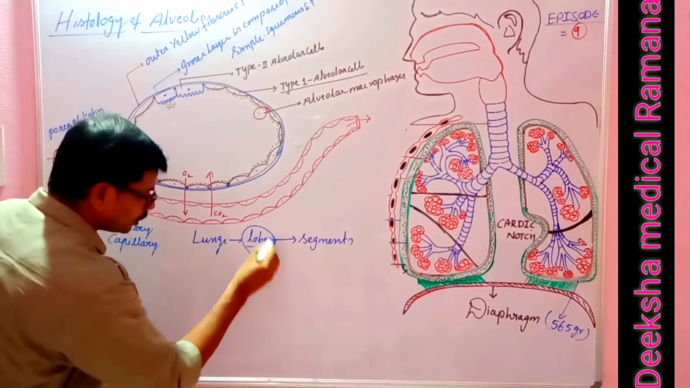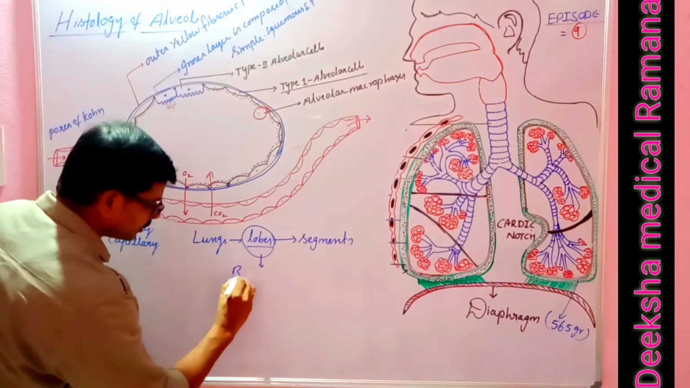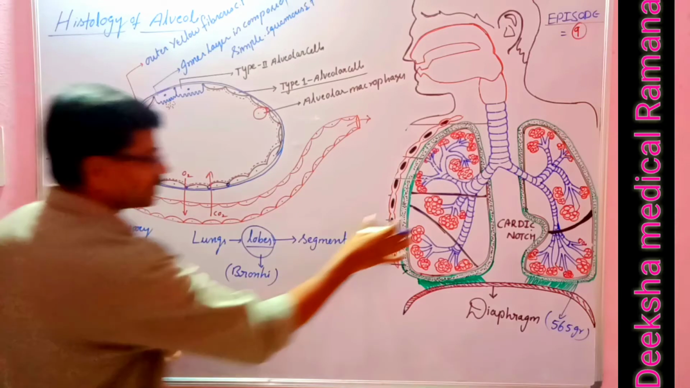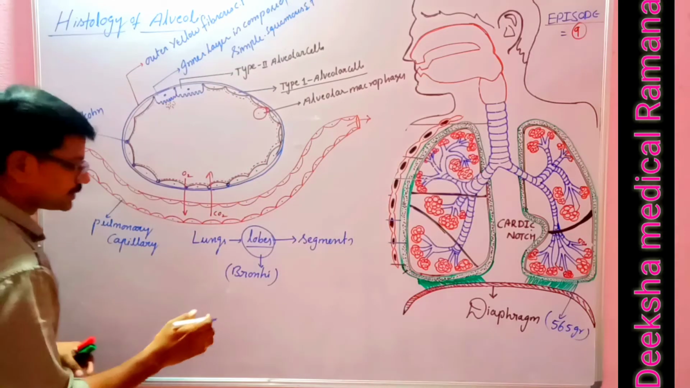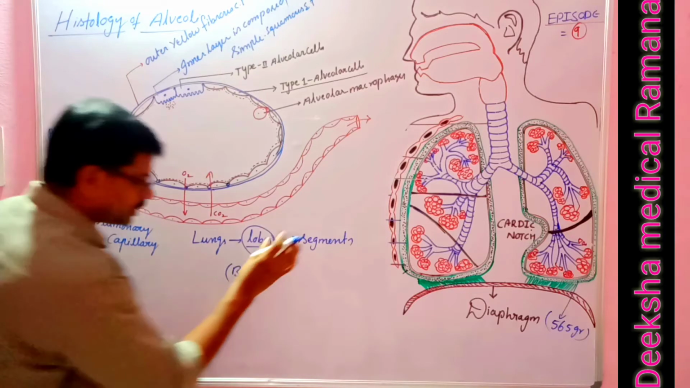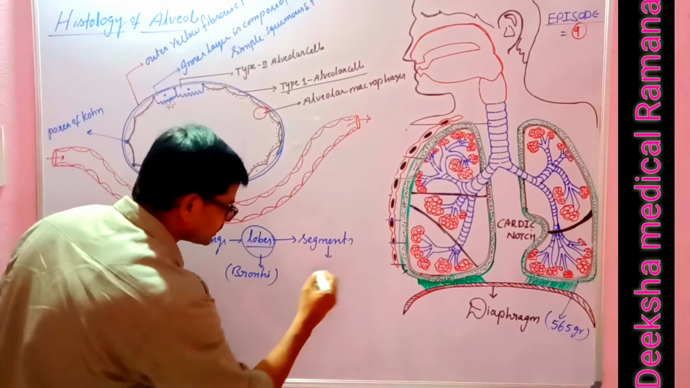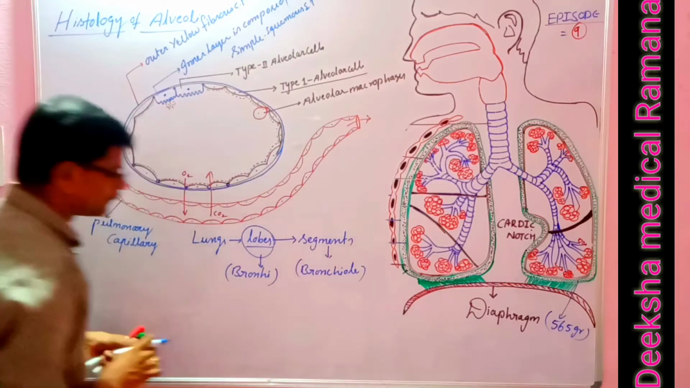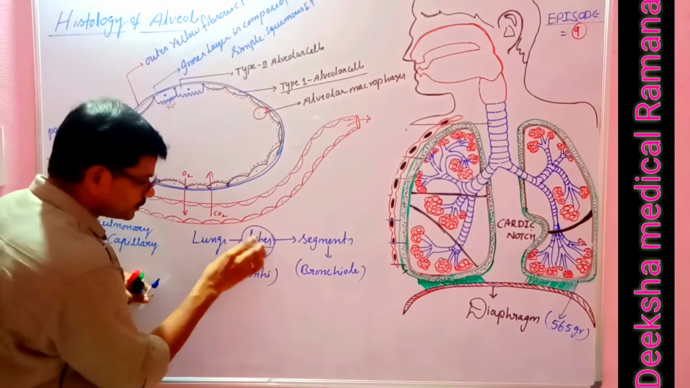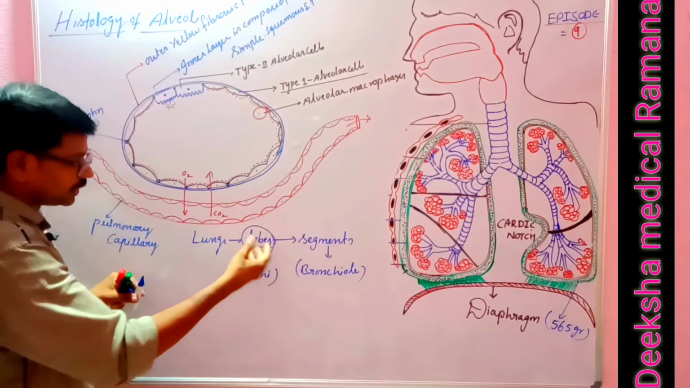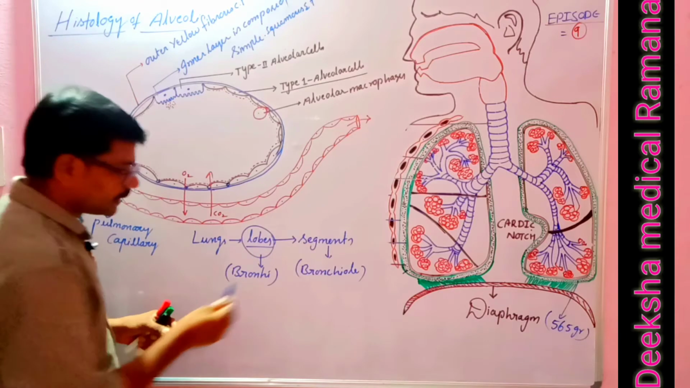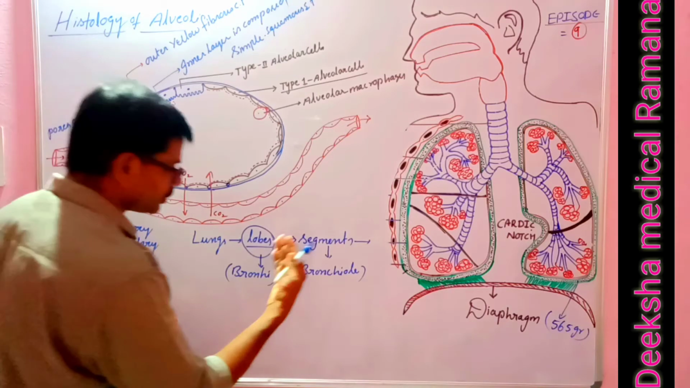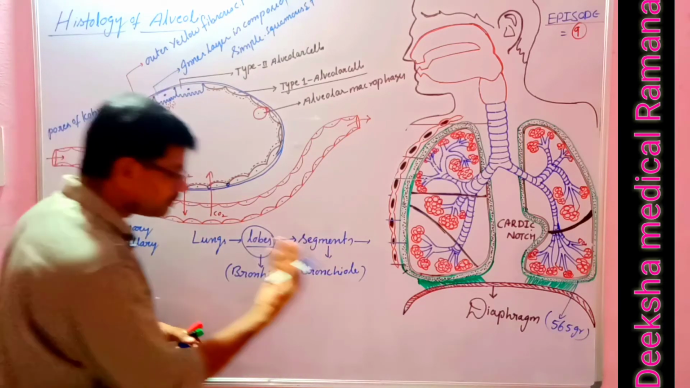The lobes of the lungs contain bronchi. What are the bronchi we learnt? What are the structures of bronchi we learnt in the respiratory system? All these bronchi are present in the lobes. Now segments contain bronchioles. That means lungs are made up of lobes, lobes form the segments, and these segments contain the bronchioles. We know different types of bronchioles: primary bronchiole, secondary bronchiole, tertiary bronchiole and terminal bronchiole.